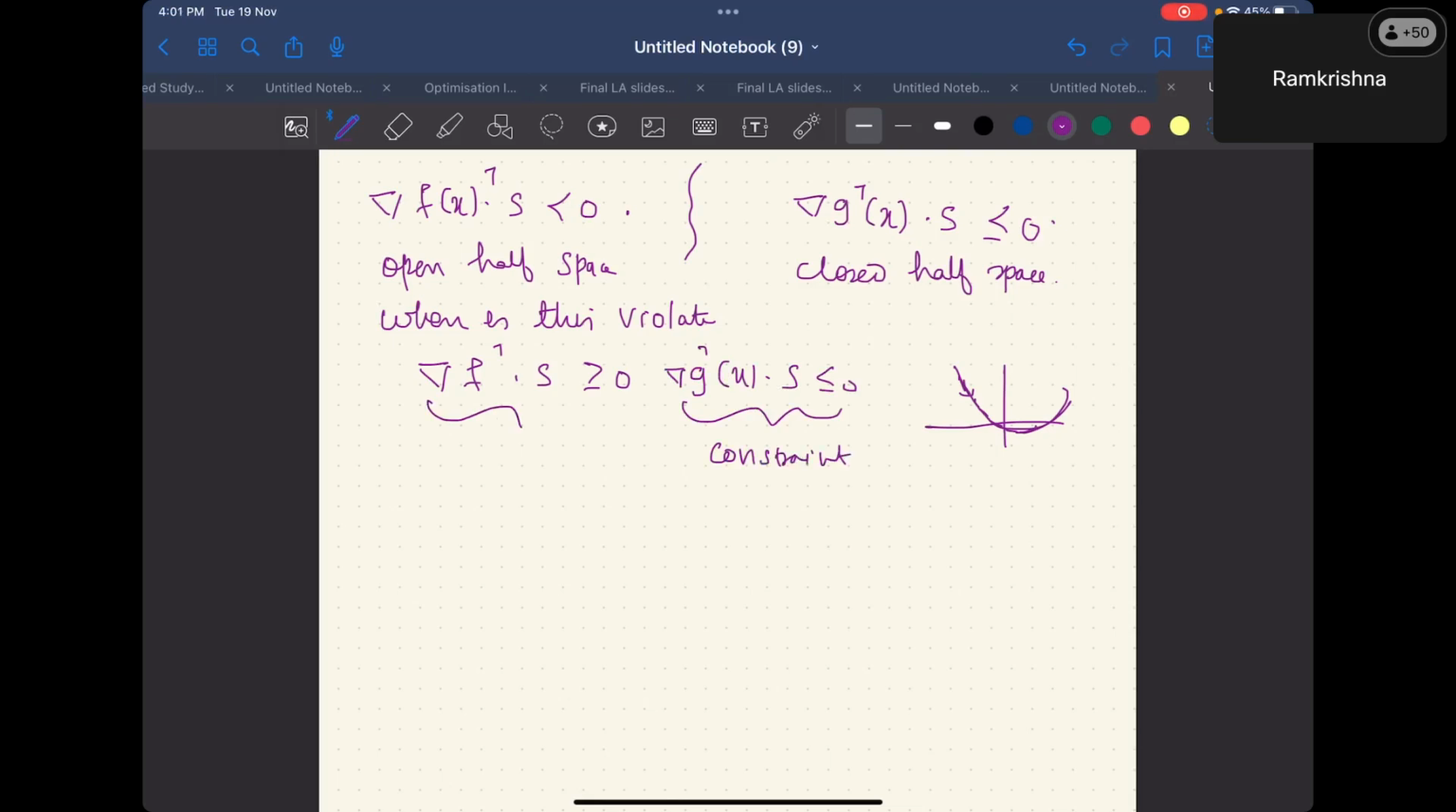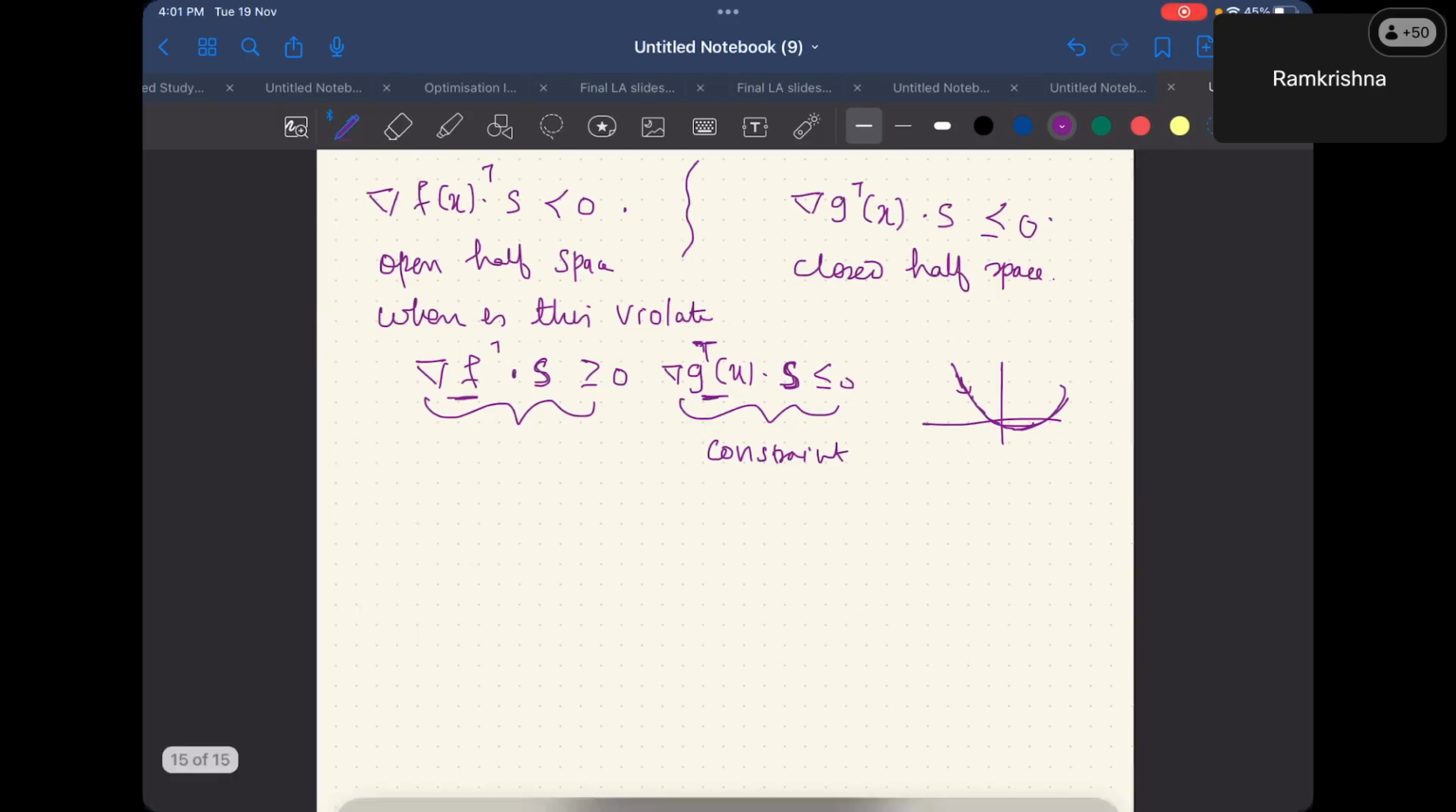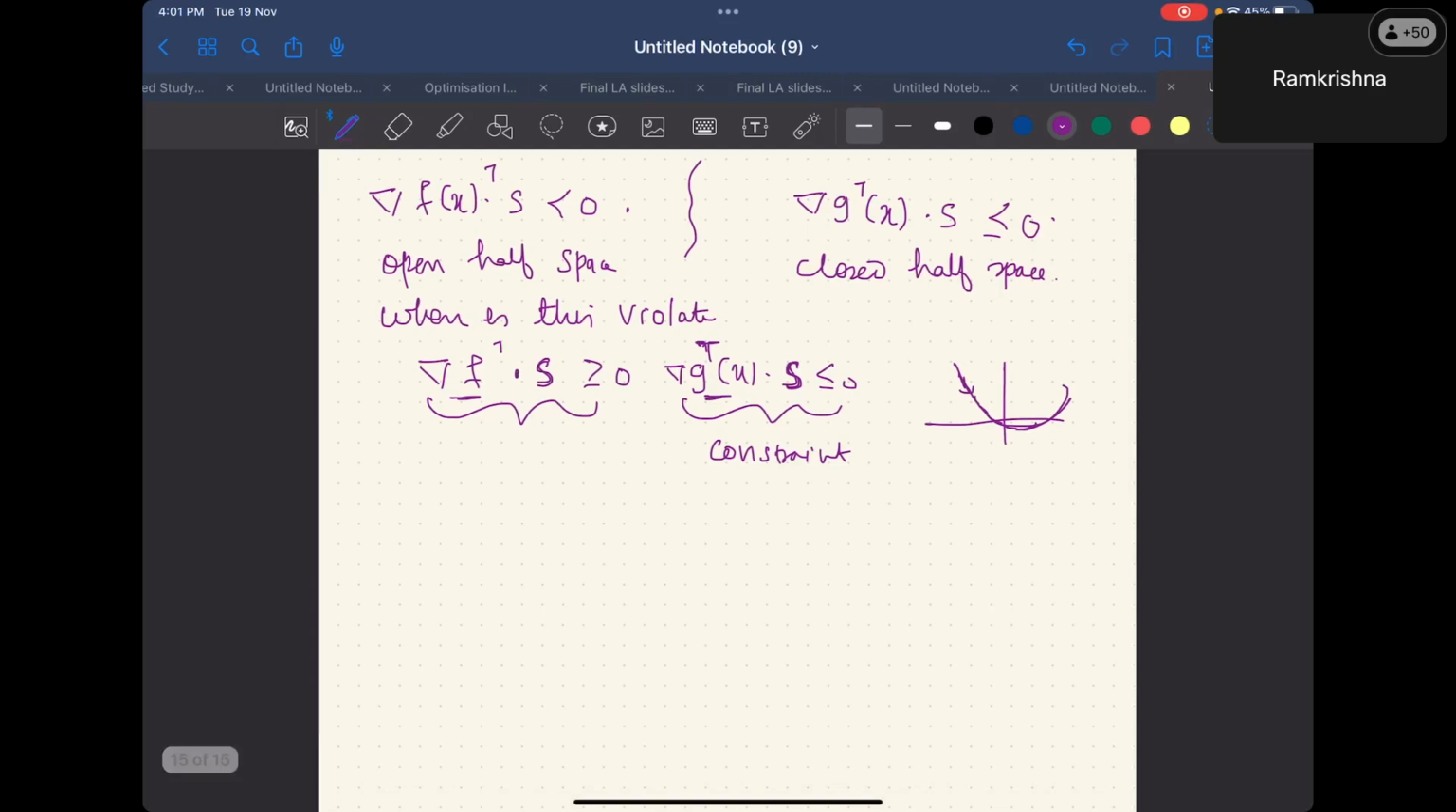Now I have two things here, right? I have a vector s, which I can also call some direction. A dot product of s with the gradient of f is greater than or equal to 0. The dot product of s with the gradient of g is less than or equal to 0. What can these two together mean? So when is this established?